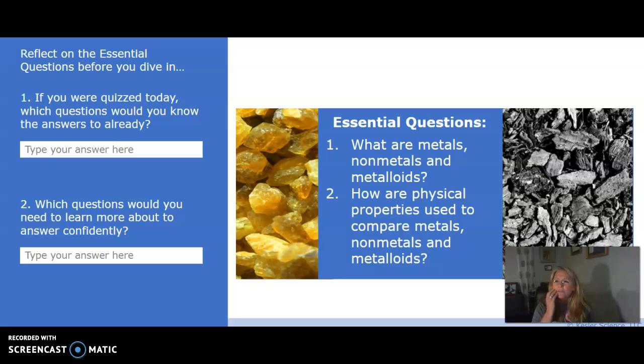So over on the left, you're going to reflect on those. Question number 1 says, if you were actually quizzed today, would you be able to answer either one of these essential questions on the right? And if you think you could, tell me in the answer box where it says type your answer here. And then question number 2 says, which questions would you need to learn more about to answer confidently?